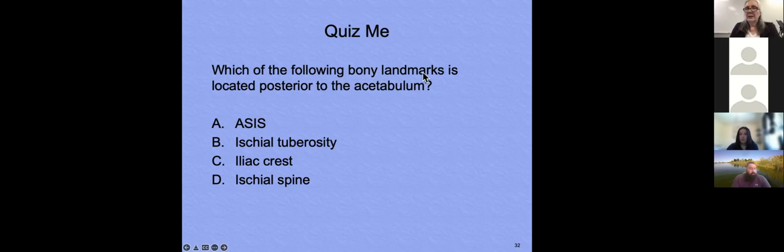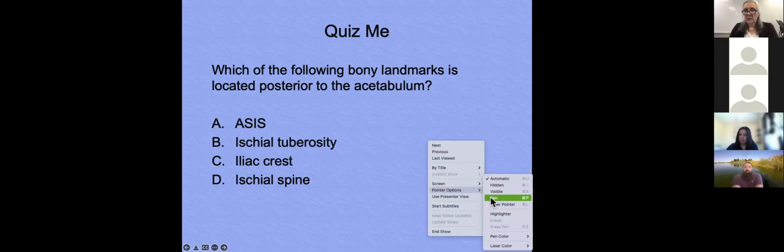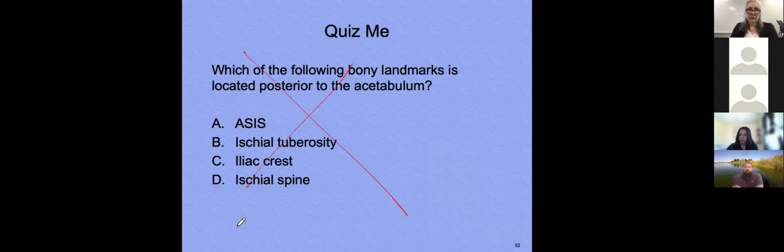Which of the following bony landmarks do we use the ischial tuberosity or the ischial spine, for that matter, as a landmark? No, landmarks are things that we can palpate. Can we palpate either of those? No. Okay, so just kind of forget this one. Just mark this one off. Not a good question or choice of answers.